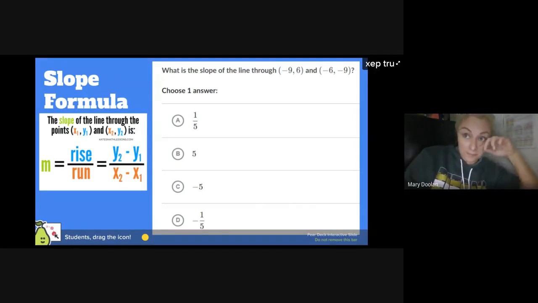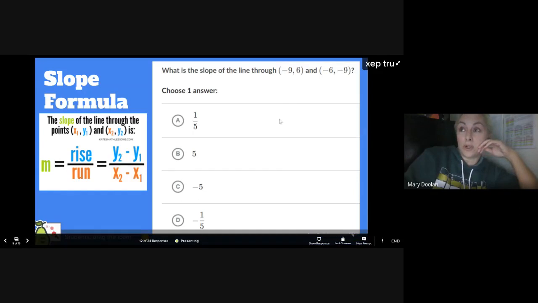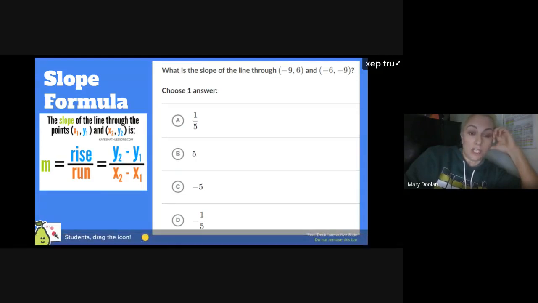So we're going to go over every problem that you had to do, and we're going to start with the one that's being presented right now in the Meet. So if you're not in the Meet, come back to the Meet. And we have two ordered pairs: (-9, 6) and (-6, -9). To find the slope that passes through these two points, I'm just going to use the slope formula. Slope is rise over run. Slope is the change in y over the change in x.